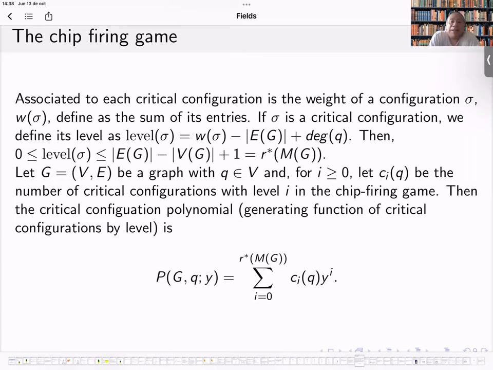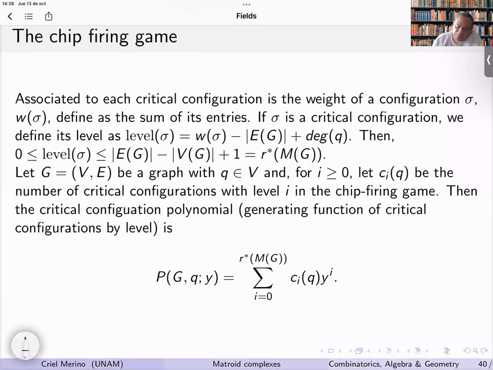And with that thinking, we can define what I call the critical configuration polynomial. That will be the generating function of the critical configurations given by level. So I'll just take c_i of Q to be the number of critical configurations with level i, and then I produce that polynomial, this polynomial P of G, Q and the variable y.